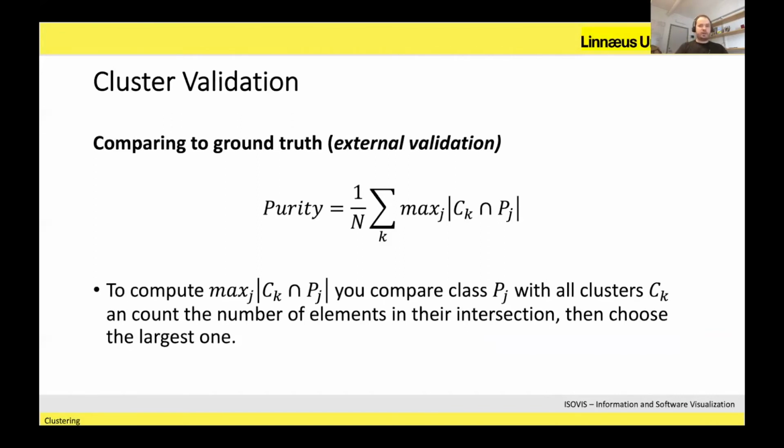Purity is a different one. It's again external validation. It's again comparing to ground truth. So again, it applies to all those cases that I discussed in the previous slide, where you have the labels, but you still want to validate your clustering. So it's more like a validation step. And then you compute this purity thing, which is the sum of, well, you compute this max in regards to J. The idea of purity is that you have to assign a cluster to a class.